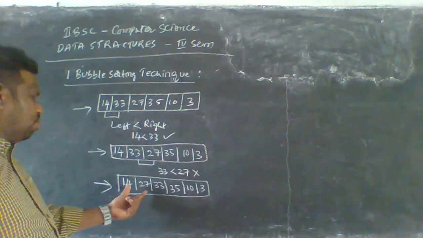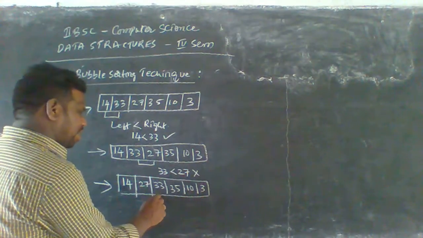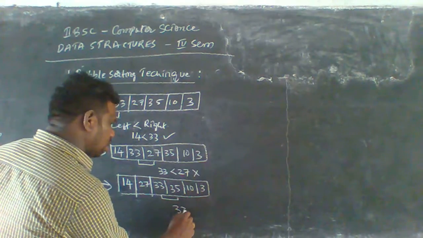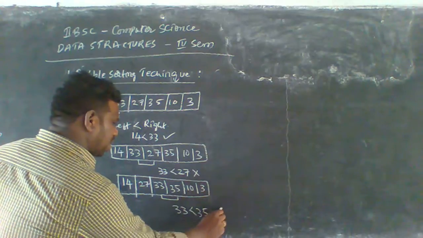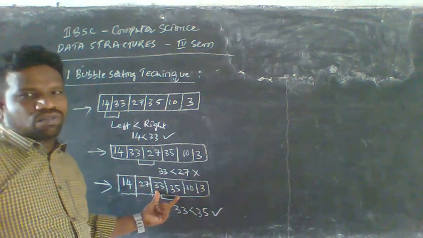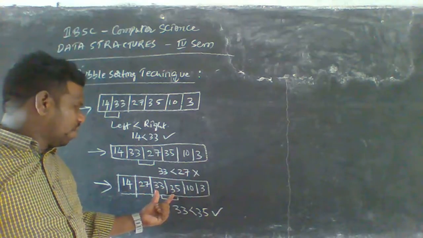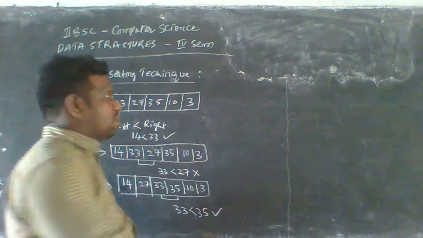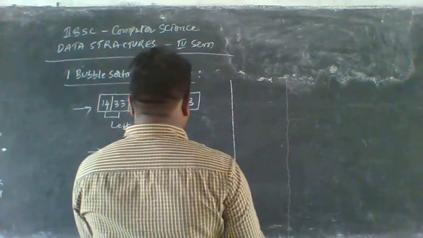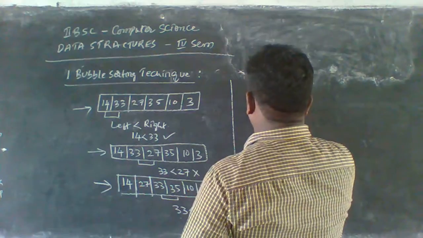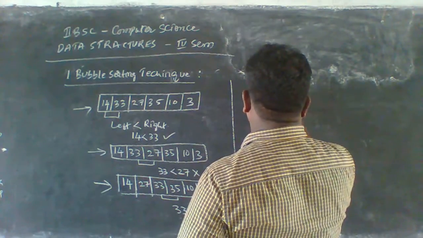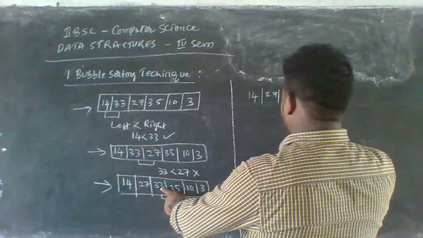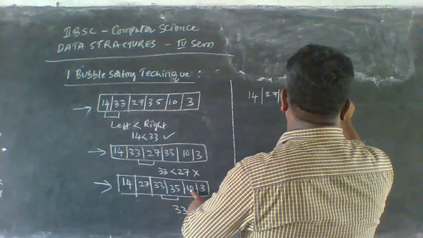In this scenario, we have to compare the third element. That means, is 33 less than 31? The condition will be true. Hence, no need to change any values here. So we can easily leave these values, and compare 35 with 10. We take the list again: 27, 33, 35, 10, 3.